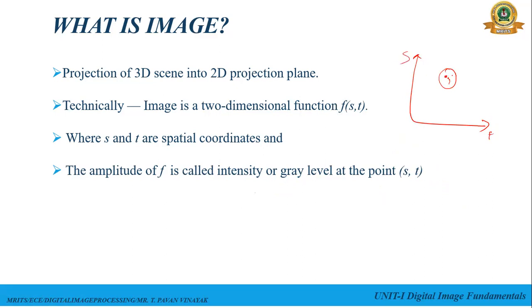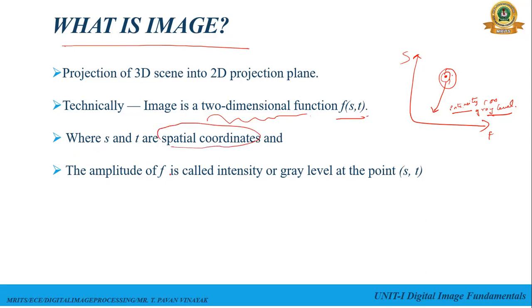So this information is called intensity, or gray level. In further classes, we will learn in detail about what is intensity, what is gray level. Okay. So, what is image? Image is simply a two-dimensional function, f of s comma t, where s comma t are spatial coordinates, and f is called the intensity or gray level of the image.